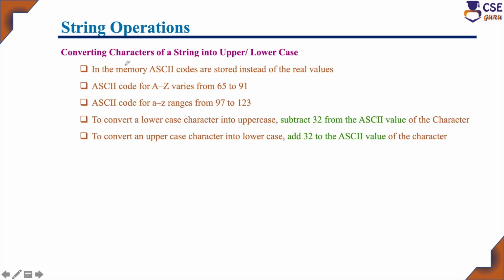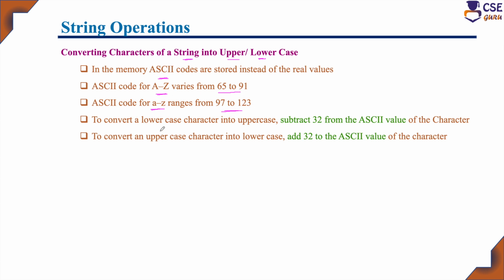The second operation is converting characters of a string into either uppercase or lowercase. Normally when you are entering a string, each character will be stored in the memory as ASCII codes. It will not store the value directly, it will store its ASCII codes. The ASCII code for uppercase A to Z is 65 to 91, lowercase a to z is 97 to 123.